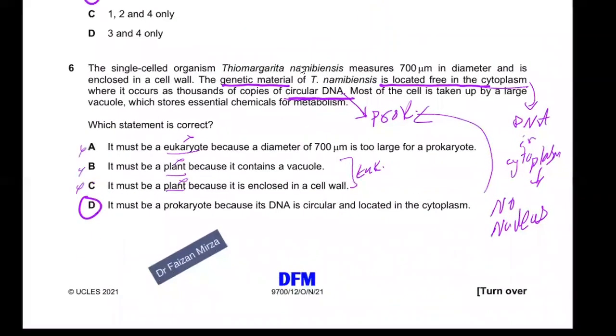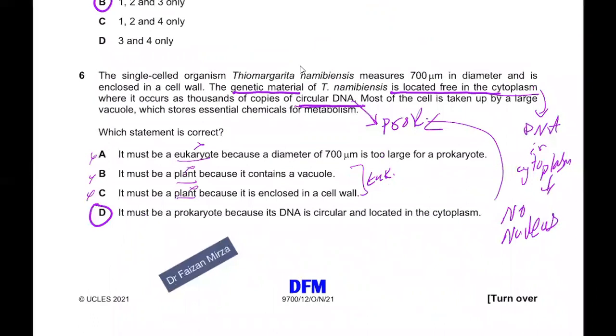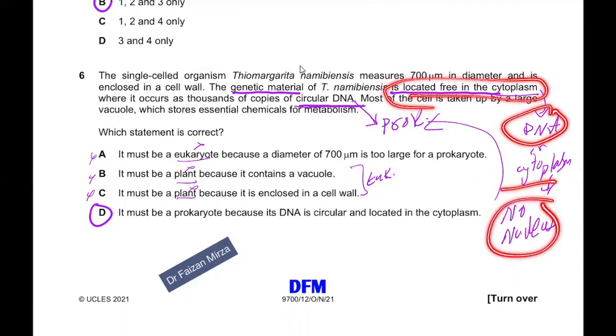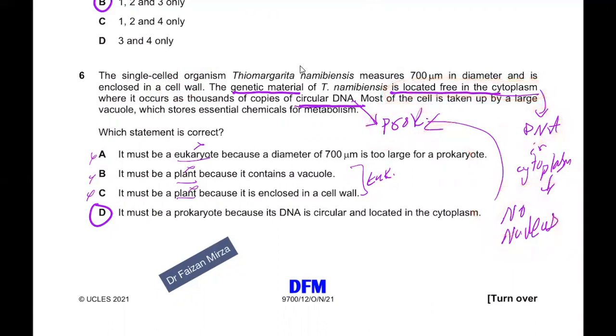The next question becomes: there's a single cell organism. The name is given to you. It measures about 700 micrometer in diameter, and is enclosed in a cell wall. The composition of the cell wall is not mentioned, so we cannot gauge any information regarding the cell wall. So we move on. The genetic material of this is located free in the cytoplasm. Now that's a major hint that the nucleic acid is in the cytoplasm. There is no nucleus. If there is no nucleus, then the cell must be a prokaryote. It occurs in thousands of copies of circular DNA, and again, circular DNA is a prokaryote feature as well.